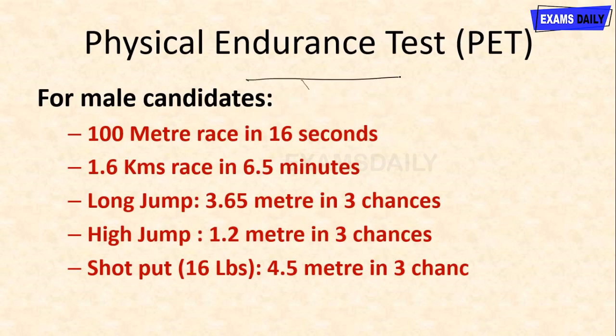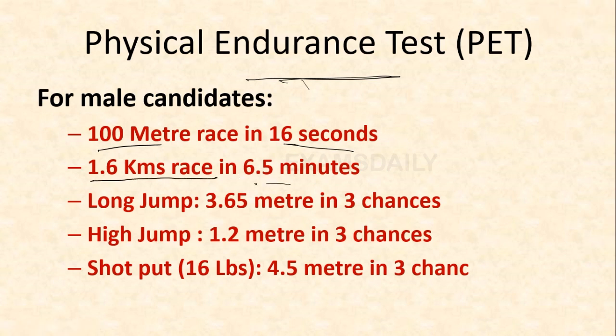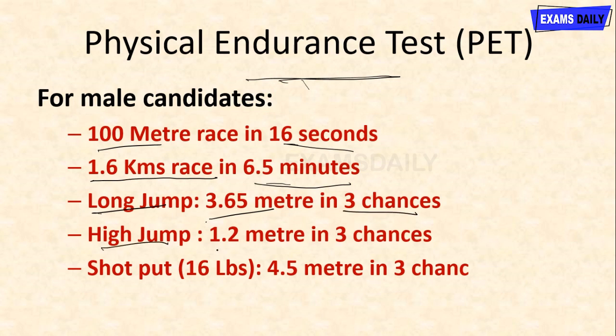And for the physical endurance test, for male candidates, first the 100-meter race, and it is for 16 seconds, and the 1.6 kilometer race, and it is for 6.5 minutes. And long jump, it is 3.65 meters, and they will give you 3 chances. And for high jump, 1.2 meters, and they also give 3 chances for this. And for shot put, it is 16 lbs, and it is 4.5 meters.